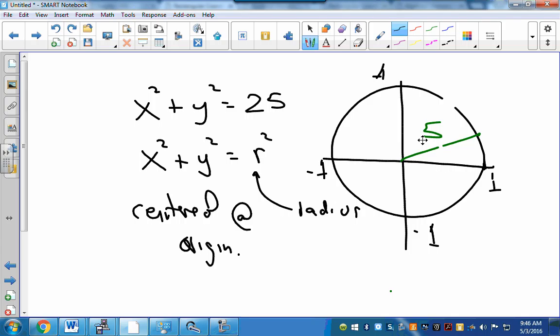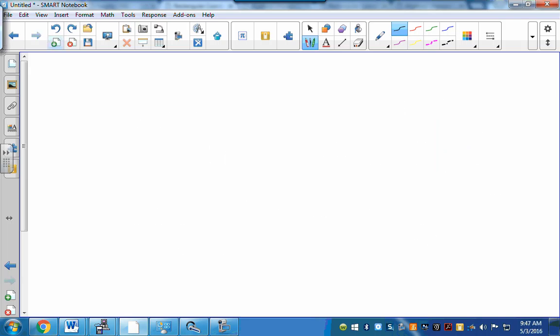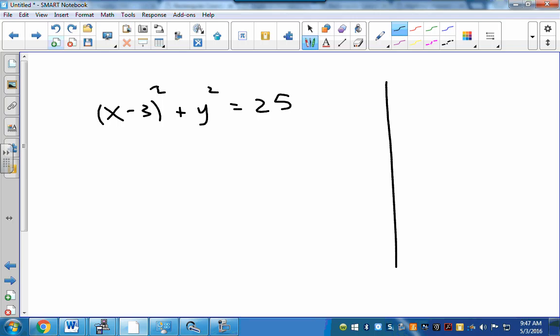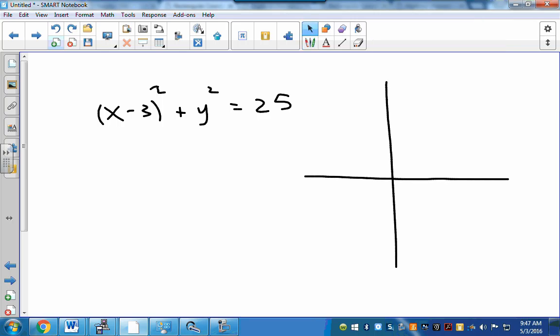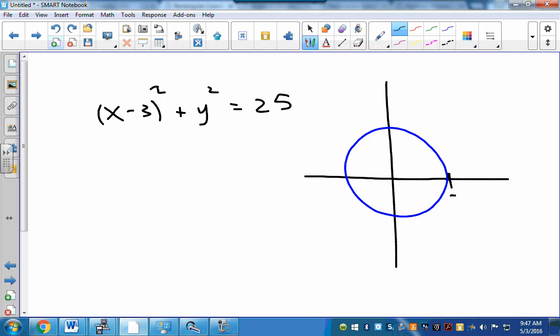But most circles are not centered at the origin, so let's go with another basic idea. Let's replace x with x minus 3. So I had x squared plus y squared is 25, but now I got x minus 3 squared plus y squared is 25. So let's think about how that affects the picture. Here's our original circle. It was centered at the origin with a radius of 5.